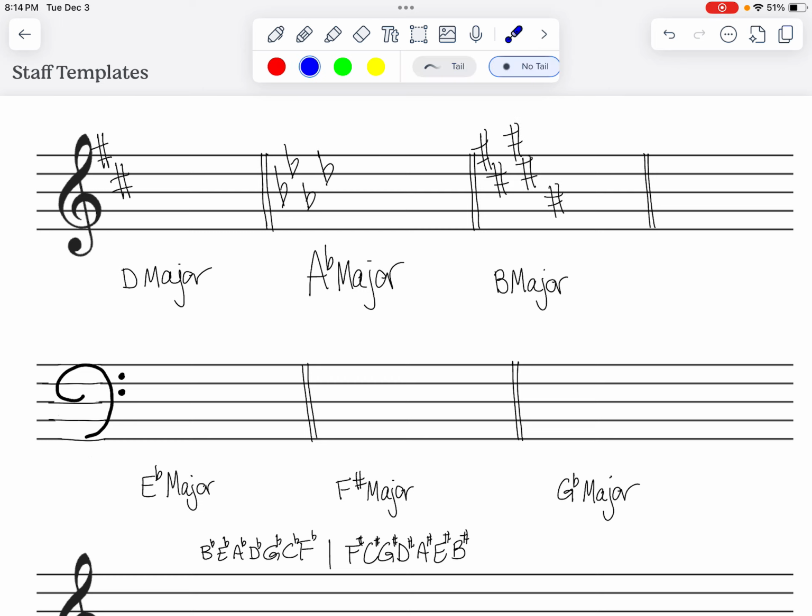And again, if we were identifying this, B major here, we would go 1, 2, 3, 4, 5, up a half step. That's going to give us do.